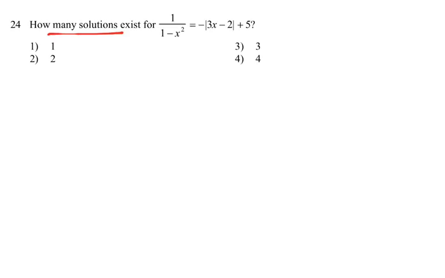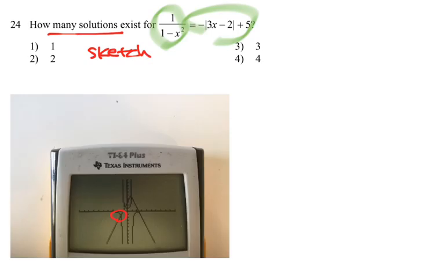Alright, question number 21, how many solutions? So what we have to do is sketch them, put this one into y sub 1, and put this one into y sub 2, and then see how many times they will be intersecting. That's what I have done using the calculator. On the bottom you can see that we have 1 intersection, 2 intersections, 3, and then 4. So therefore 4 would have been the answer.